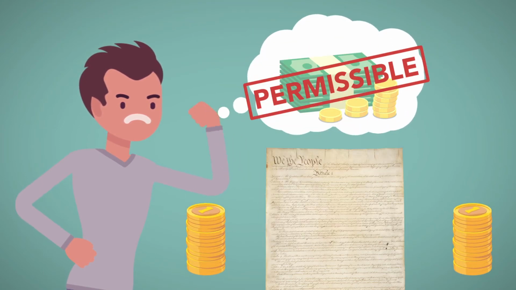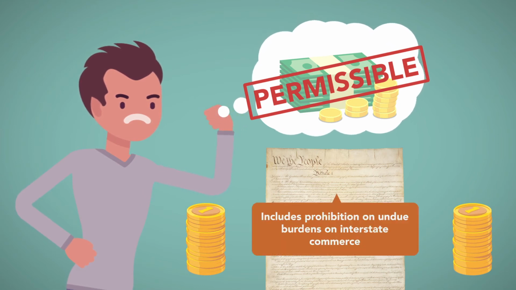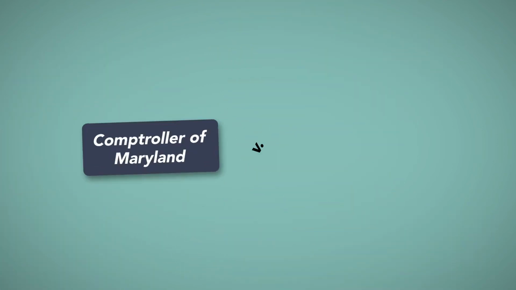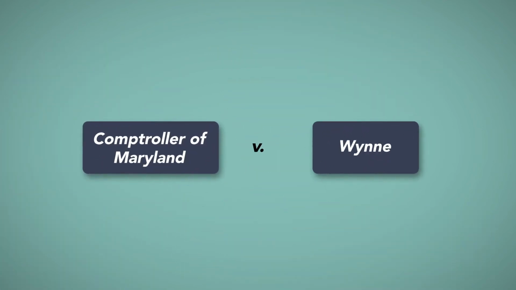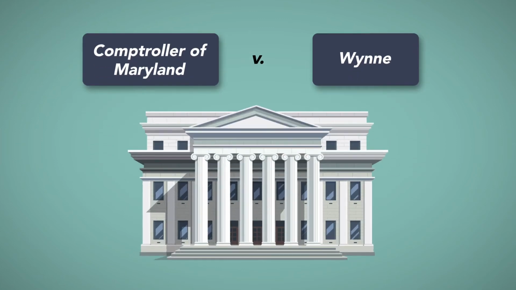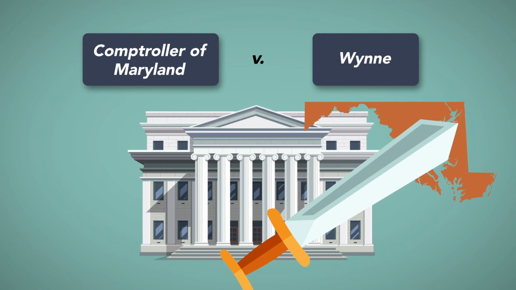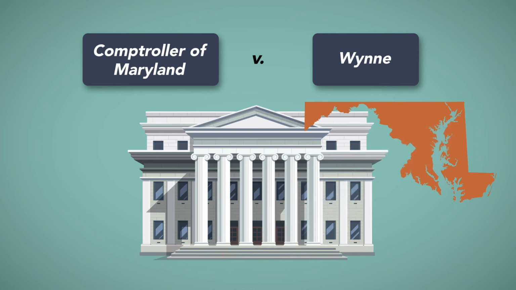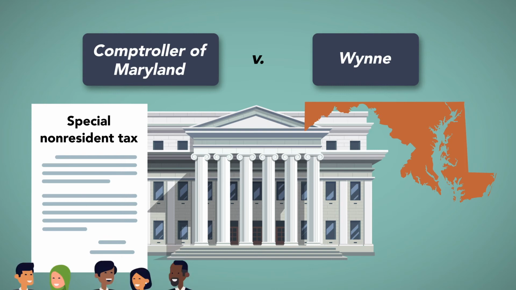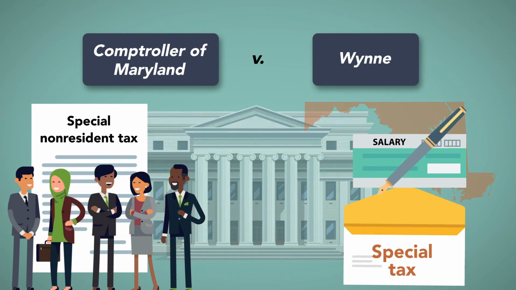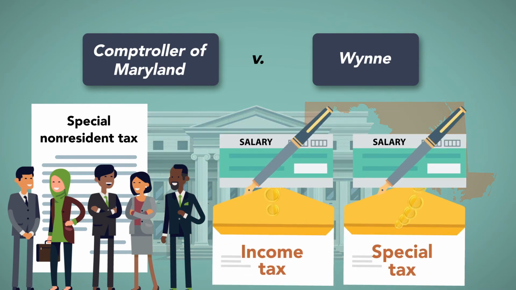However, all taxes are subject to the same constitutional limitations, which include the prohibition on undue burdens on interstate commerce. For example, in the 2015 case Comptroller of Maryland v. Wynne, the Supreme Court struck down a Maryland state tax because it had the effect of double taxing income earned outside the state. In Wynne, the tax law at issue imposed a special non-resident tax on out-of-state residents who earned income within Maryland. According to the majority opinion, requiring non-residents to pay a special tax in addition to their regular state income taxes was an unconstitutional overreach of state tax power.